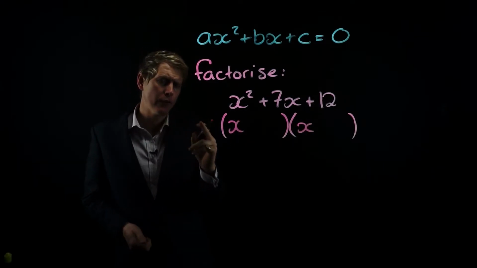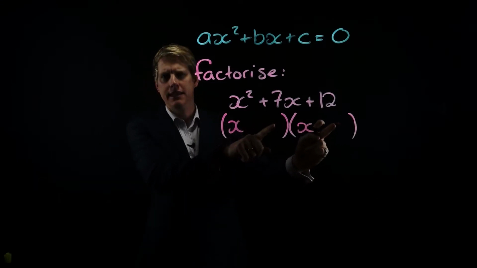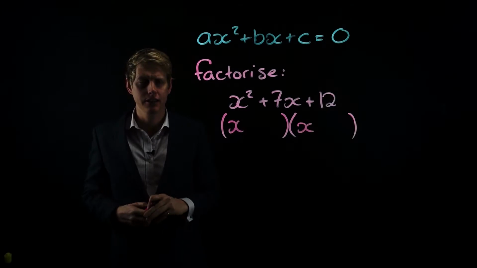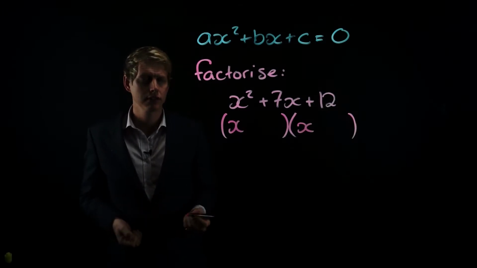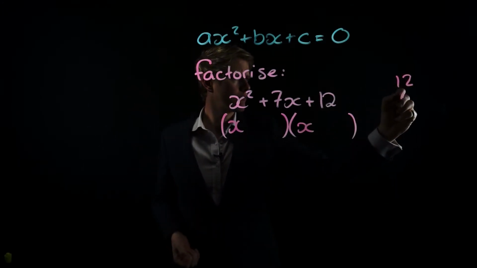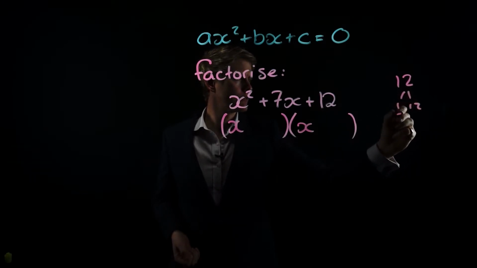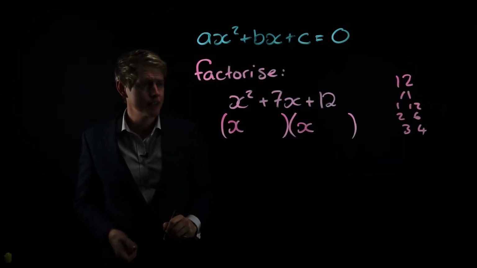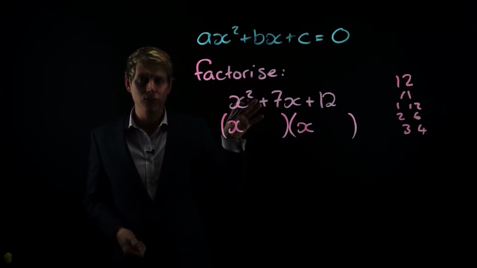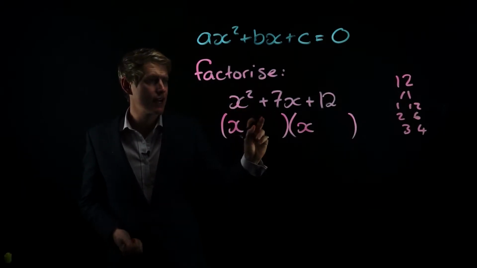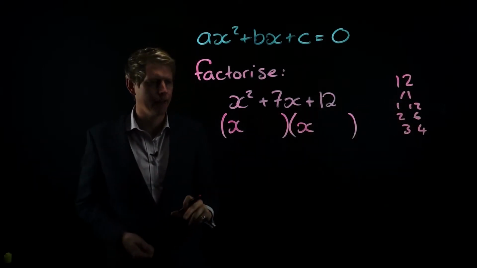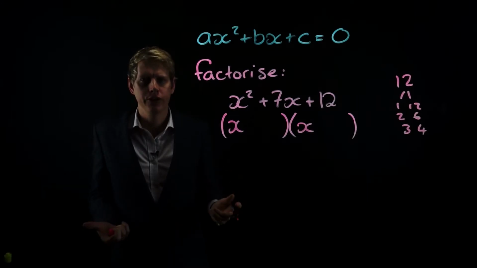I also know that when I multiply my last numbers together, I get 12. So what numbers multiply together to give you 12? 1 and 12, 2 and 6, 3 and 4. Can't think of any others. So I'm looking at those pairs of factors, and I know that one combination of these are going to go in here. Now, how do I know which one?